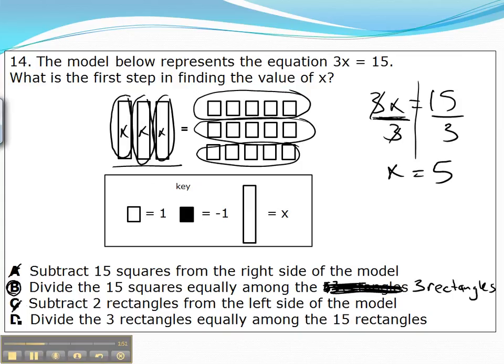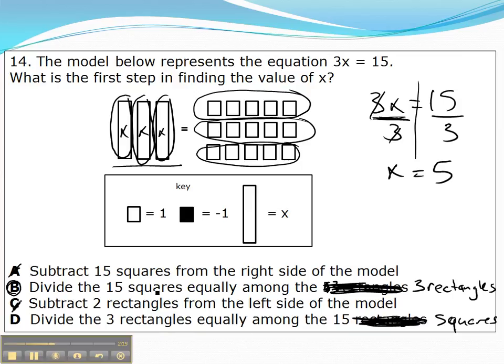Now, on a problem like this, answer choice D is going to look good to a lot of people because we are dividing by 3, but answer choice D says to divide the 3 rectangles equally among the 15 squares. Oof. We got lots of problems with this one. Well, I'm going to make sure it's correct on the test, but we have some problems with these answer choices on the review, unfortunately.